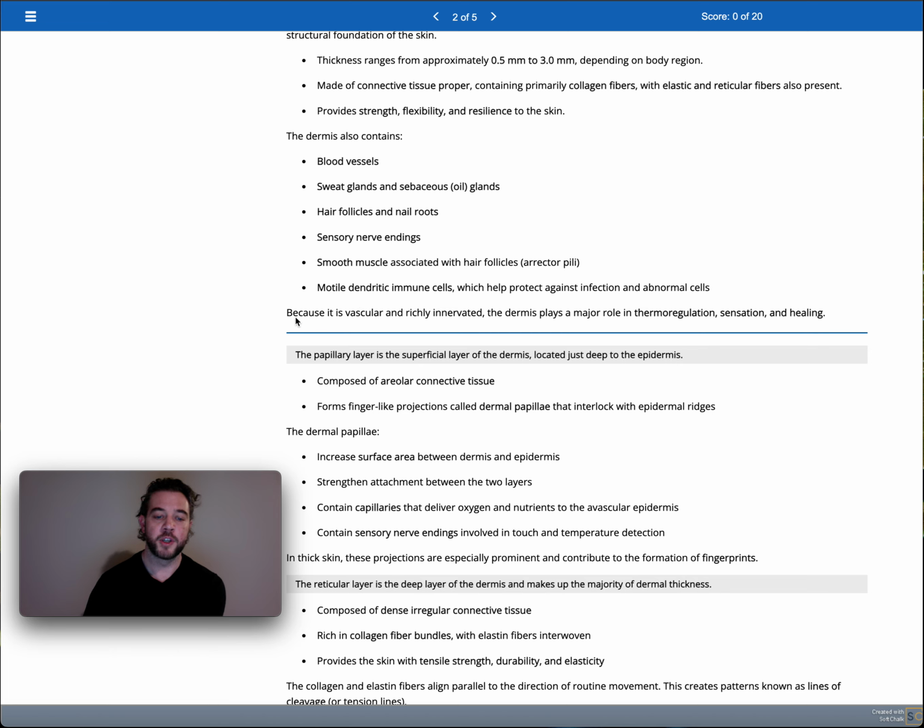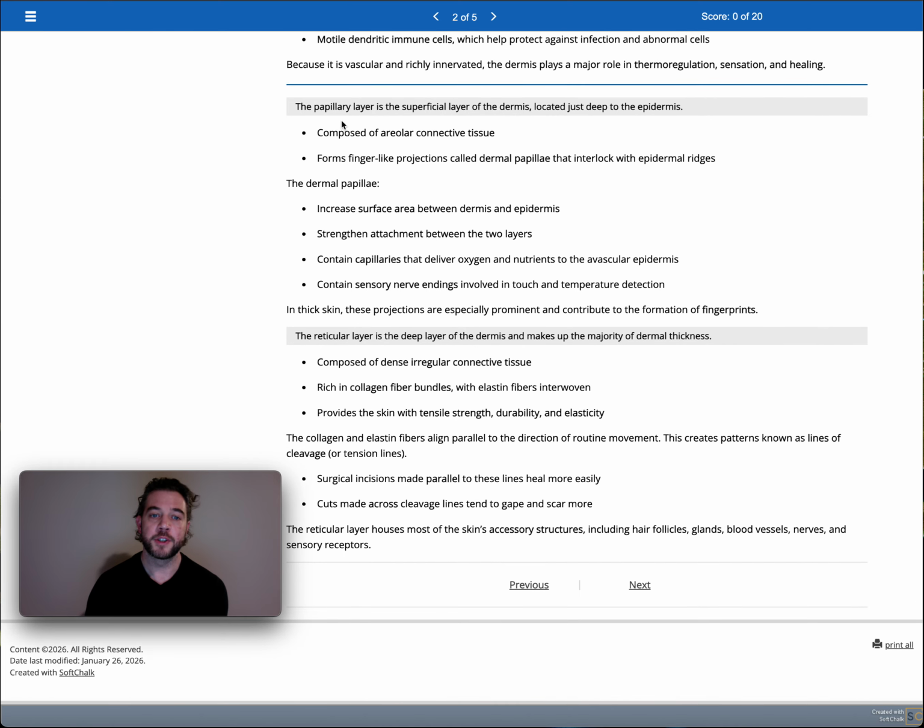The dermis, important to note that it is vascular, so it's going to be vascular and innervated, meaning that it has blood vessels and nerves. So it's going to be responding to stimuli, and it's going to be able to have healing and repair happening. Thermoregulation, sensation, and healing, all functions of the dermis.